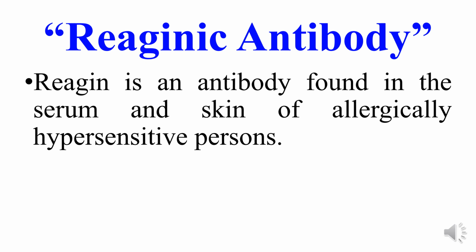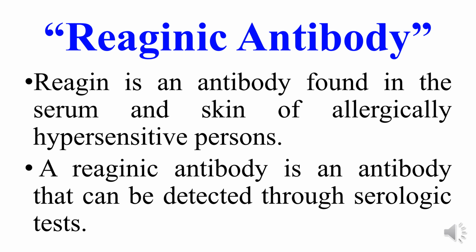In normal people, IgE, or a reagin, is found in very low concentrations. A reagin antibody is also an antibody that can be detected through serological tests. In the next slide, we will see the mechanism of the reaginic antibody immunoglobulin E. So let's understand the mechanism of the reaginic antibody in allergic reactions.